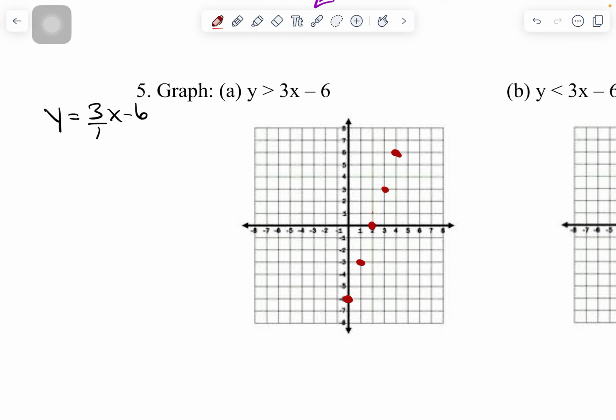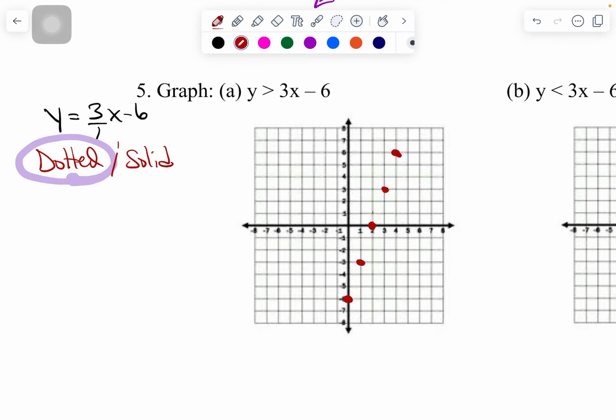Okay, so now the next question is your boundary line dotted or solid? And since our inequality does not have an equal to part to it, it's just greater than, we are going to have a dotted boundary line. So when we dot out a boundary line, we're basically going to play connect the dots, but just use dashes, okay? And I tell my students to make it kind of obvious, so that when I look at it, there's no question that it is a dotted line or a dashed line.